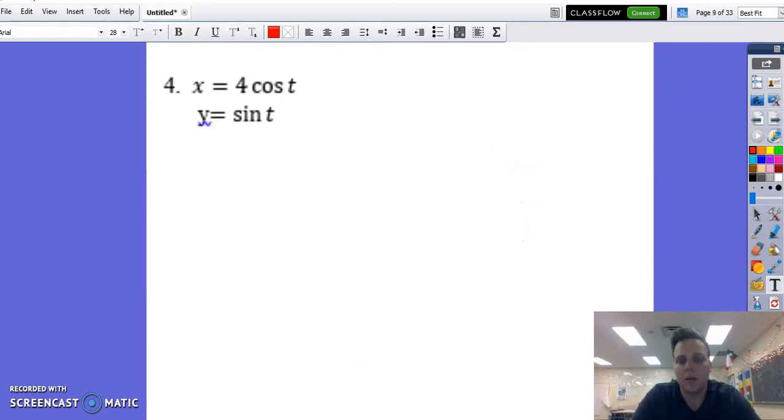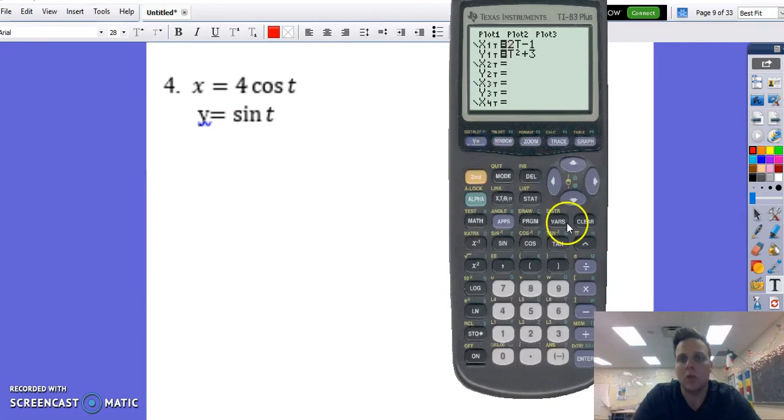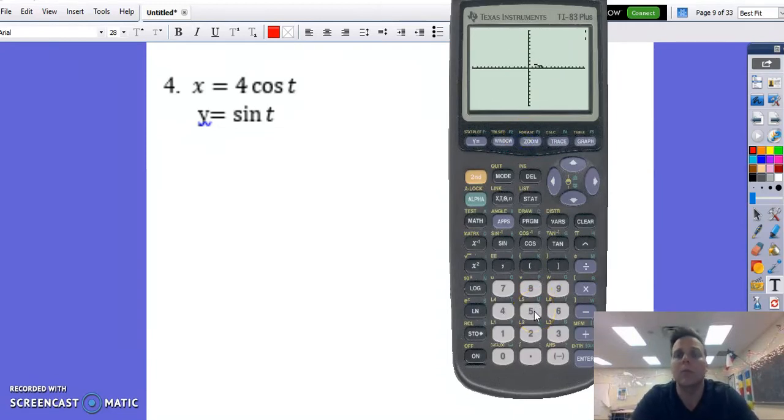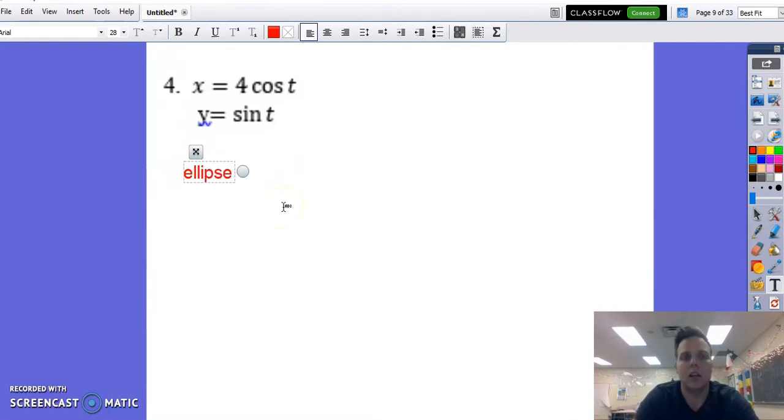All right. Number 4, same idea. Y equals 4 cosine t. And then just simply sine t. I hit graph. And bam, that is clearly an ellipse. Because remember, a circle is equidistant from its center. All the points are equidistant from the center. An ellipse, that is not true. If you hit zoom 5, that squares up the window so you can see it a little bit better. You still see that it's not a circle. Okay? So it is an ellipse.